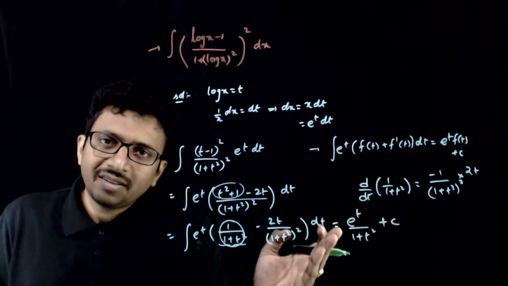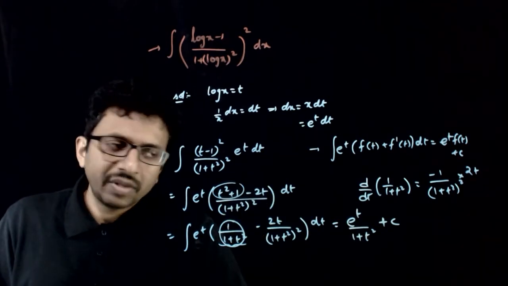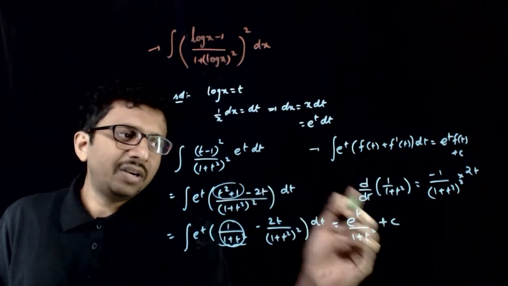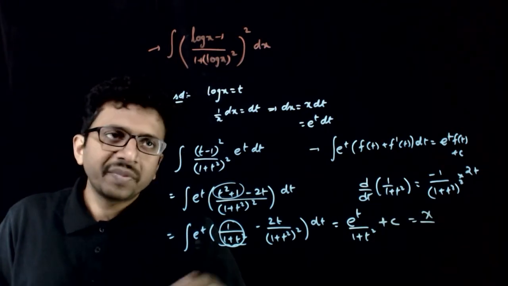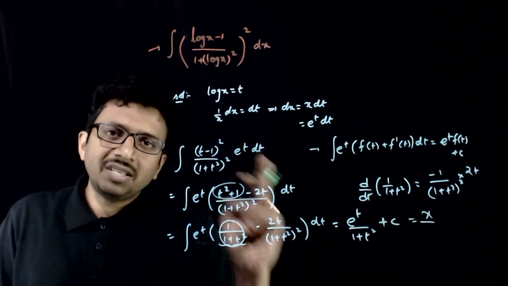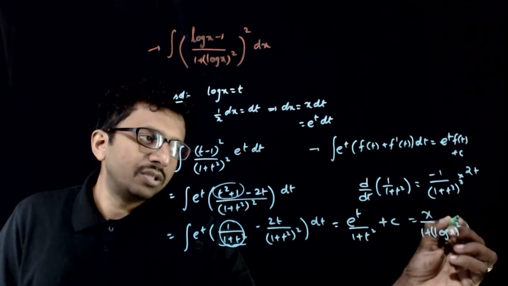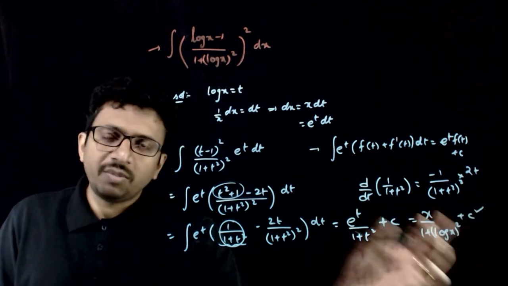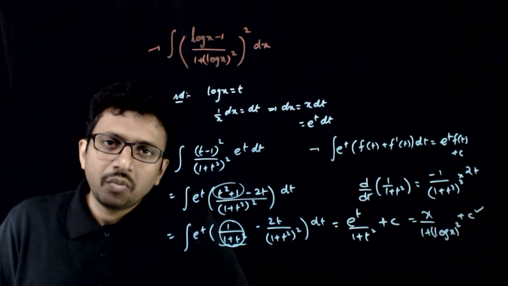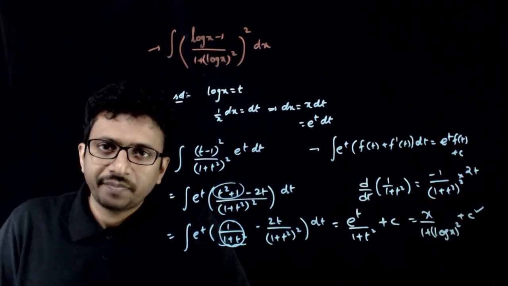So once you get the answer, you do the back substitution. What is e power t? e power t is nothing but x, and 1 plus t square is 1 plus (log x) whole square, plus c. So this will be the answer, x by (1 plus (log x) whole square). Thank you.